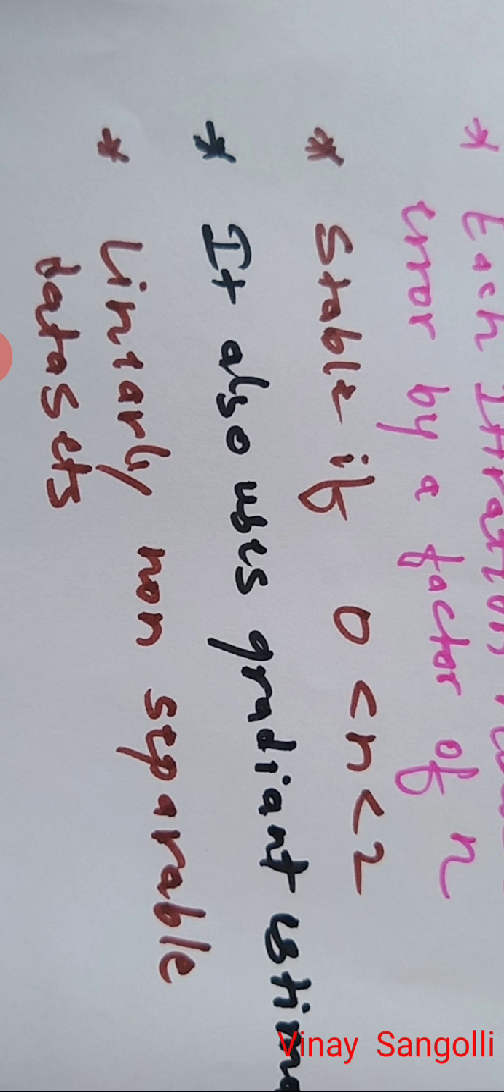One more very important thing: the whole goal of this LMS algorithm is very much different from that of the perceptron. Here we are trying to limit the error, that is, we are trying to reduce the error at the output of the neuron.